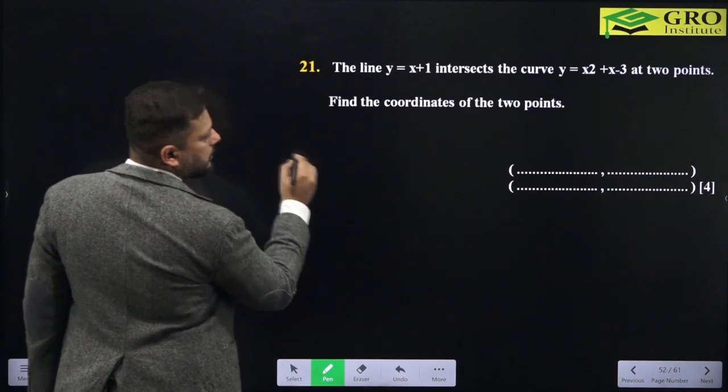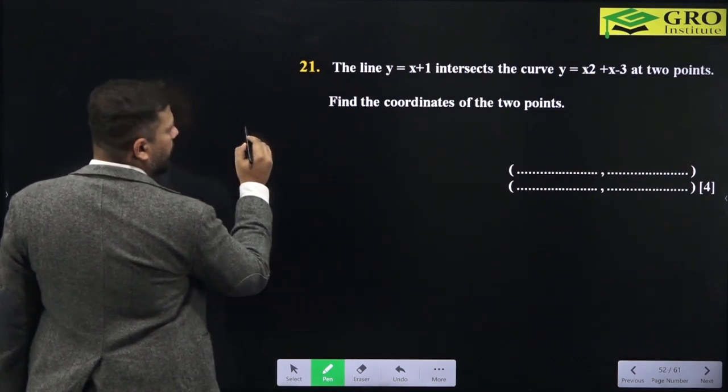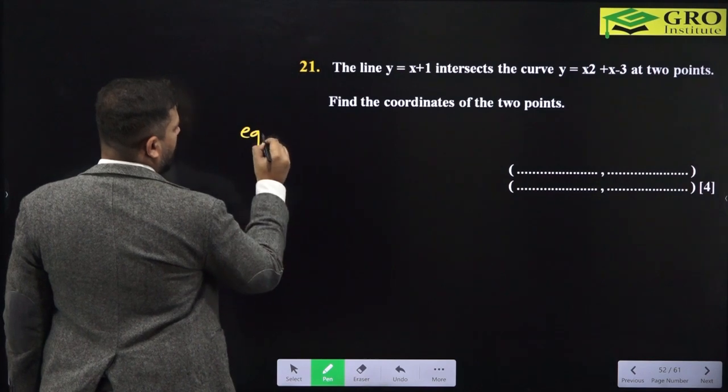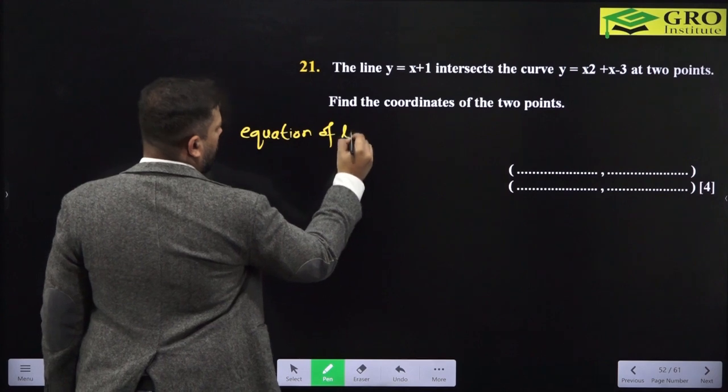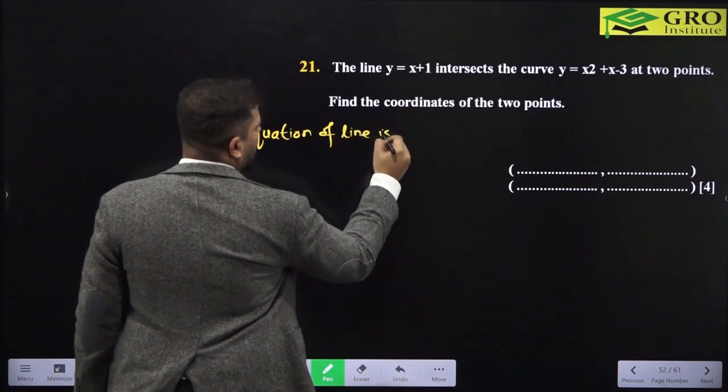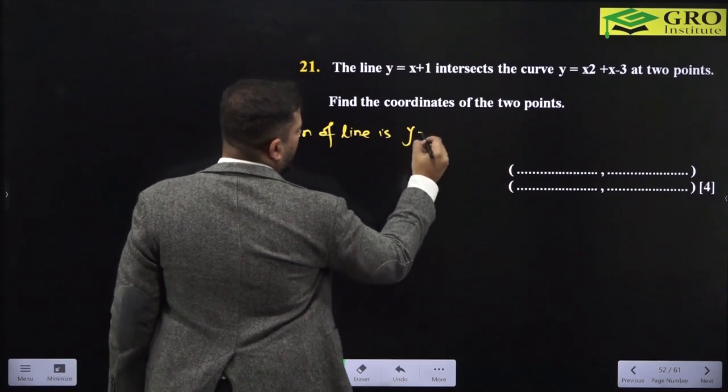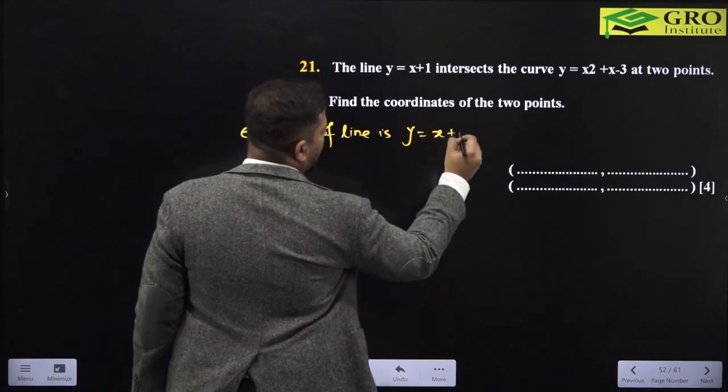Let us do this. This is of 4 marks. Let us do it properly. Equation of line is y equals x plus 1.